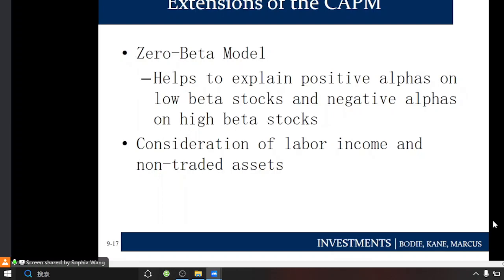The second one is the consideration of labor income and non-traded assets. Just now I said that for the CAPM, all the assets should be publicly traded. But we can also consider non-traded assets in the markets, and we can change the model. And of course, the labor income, just as I said, they don't consider the salary for the human being. So of course, you can consider the labor income in this model and treat it as a very important parameter.